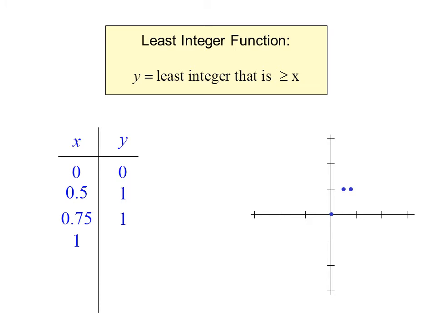If x is 1, the least integer is still 1. And we can connect the dots. Notice that this time the open circle is on the left-hand side and the closed circle is on the right-hand side. Now if we try 1.5, the least integer that's greater than or equal to 1.5 is 2. But 2 is an integer. It's still 2. We don't get a jump until we go just past 2.